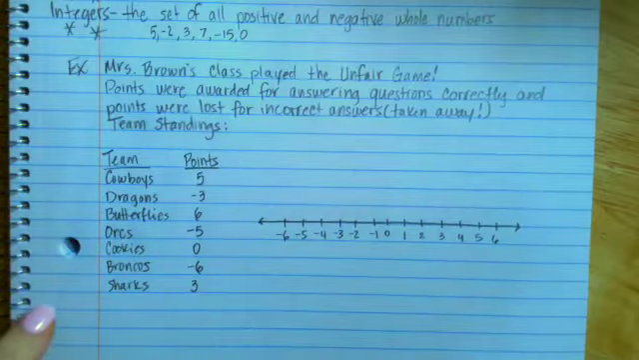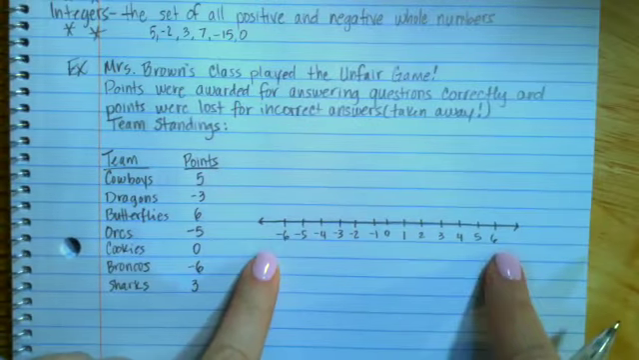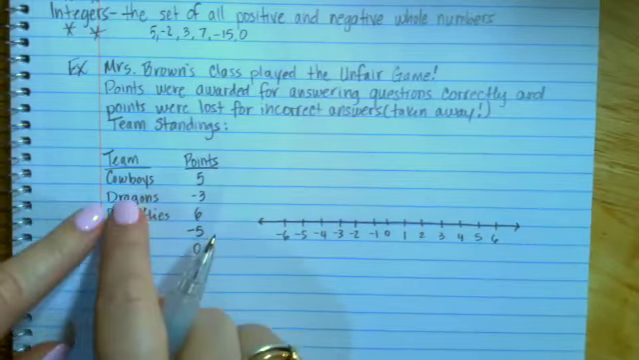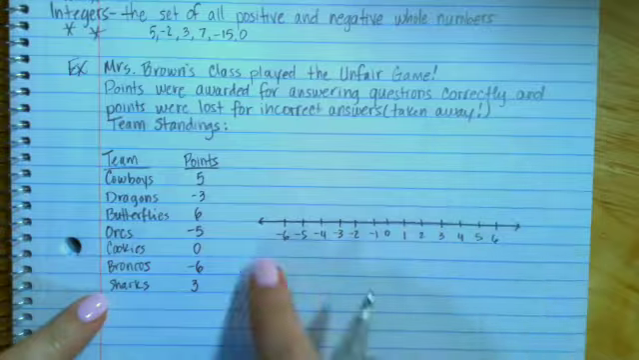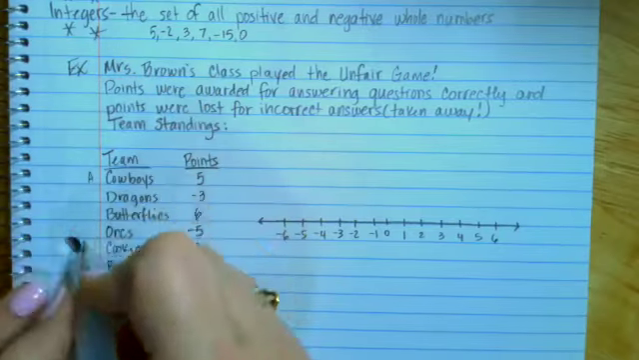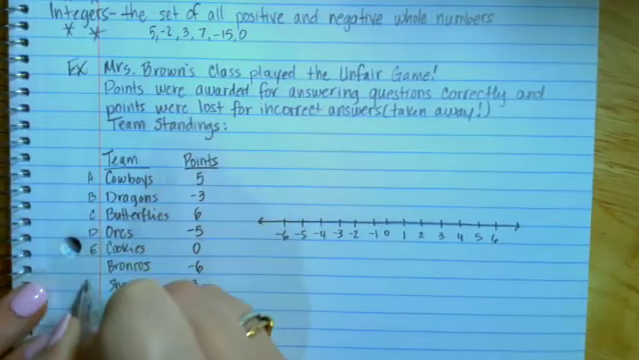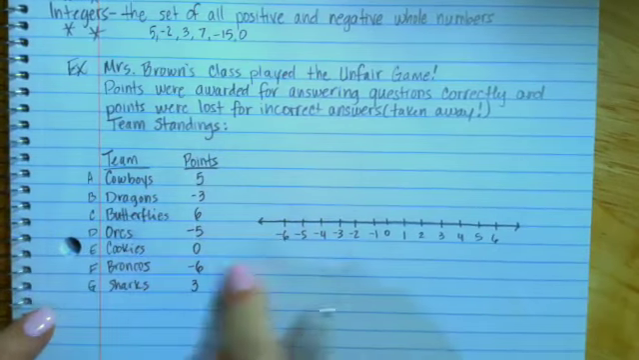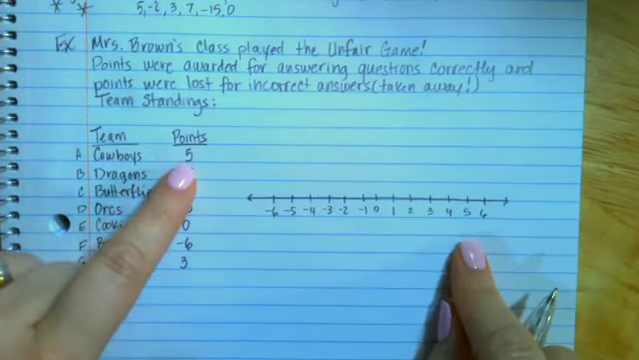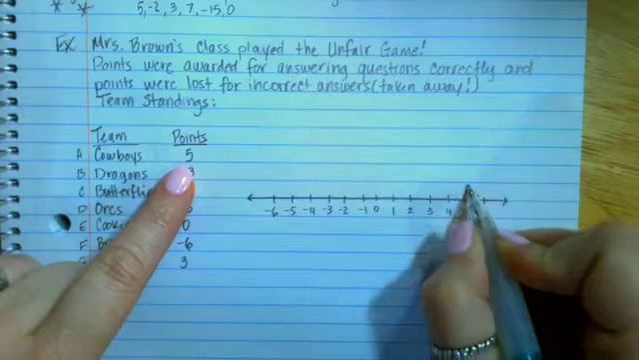Now, what we need to do is put these numbers on this number line to help us put things in order. Okay. Now, I'm not going to be writing all these names above their numbers. So what I want to do is just label them A, B, C, D, and so on. So it makes it much easier to label them when you get over here. Okay, so Cowboys have 5 points. That's positive, so we're going to put that and do A.